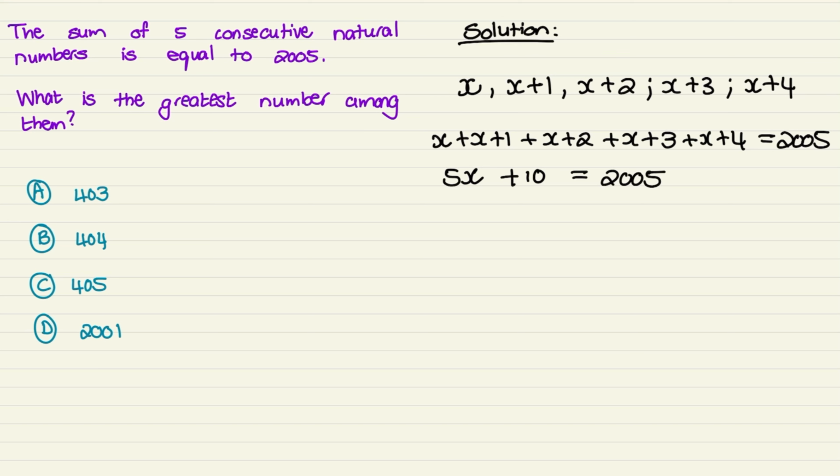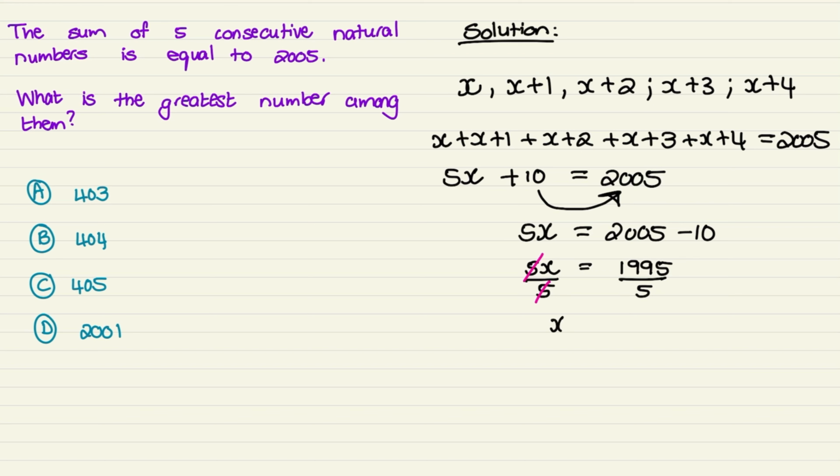And now we can solve for x. So first, let us move the 10 over. So that becomes 5x is equal to 2005 minus 10. That makes it 5x is equal to 1995. And in order to get x alone, I divide both sides by 5. So if I divide by 5 on the left, the 5s will cancel out. So that will be x.